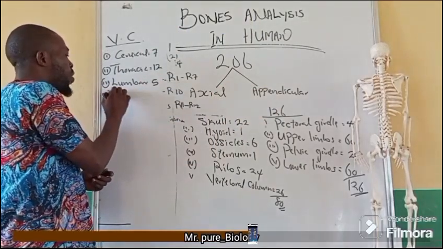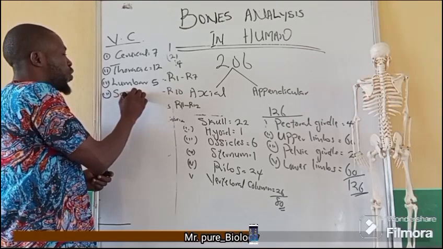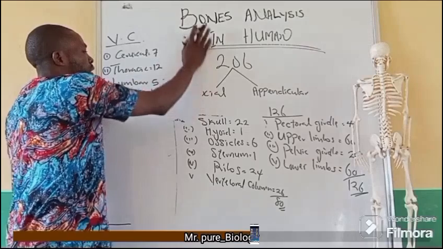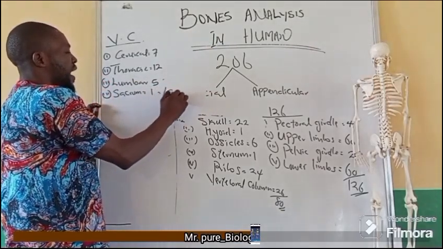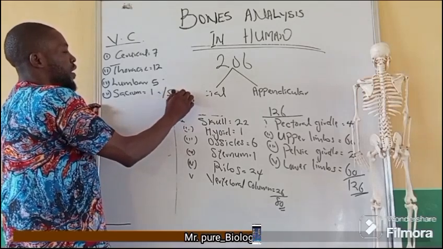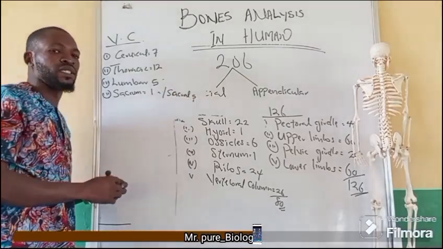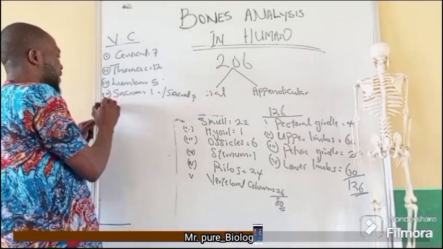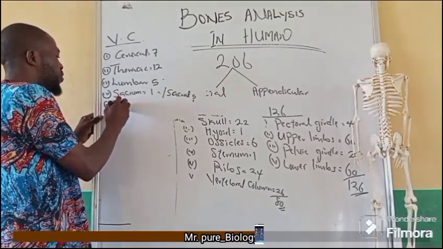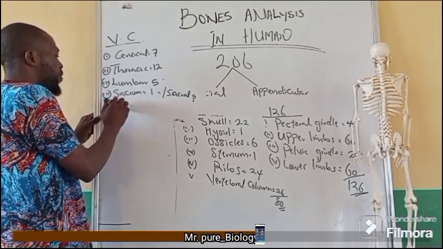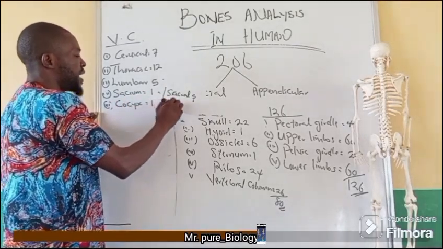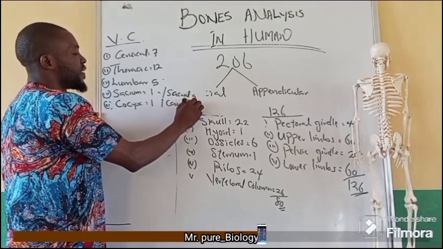Now the fourth one is what we call sacrum. When we call it sacrum, that means we are going to write only one bone. But when we write sacrum, we are going to write 5 bones for it. Are we getting it now? And the last one is what we call coccyx, or caudal. When we write coccyx, we are going to write just one bone, and when we write caudal, we are going to write 4 bones.